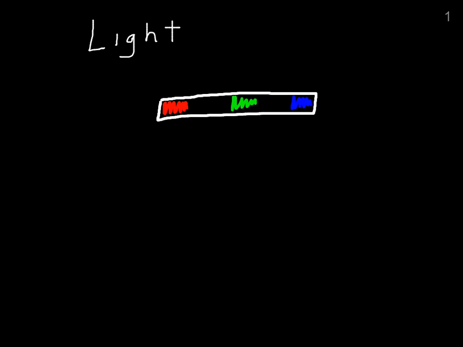In terms of wavelengths, red light is somewhere on the order of 7 times 10 to the negative 7th meter. That's the wavelength. And blue light is approximately 4 times 10 to the minus 7th meter. So the wavelength is really short. Beyond those, okay, there's still light. We just can't see it.